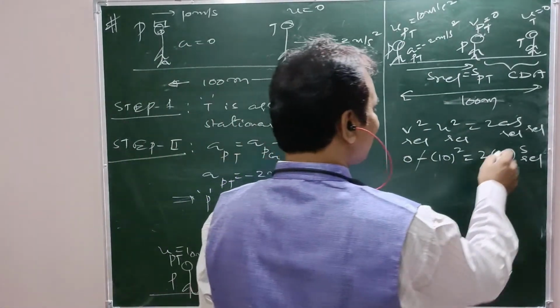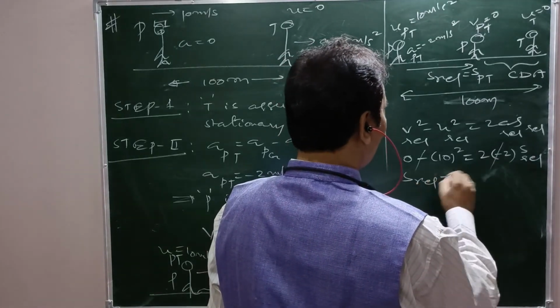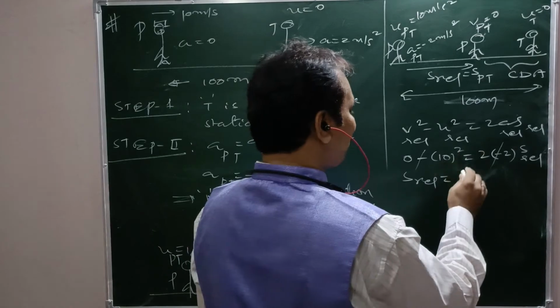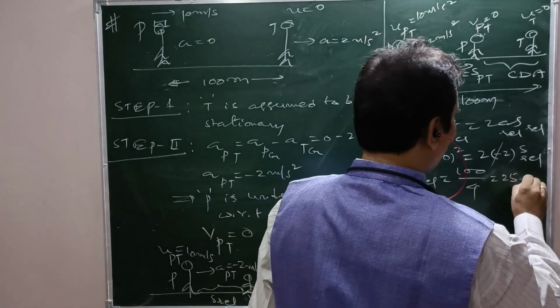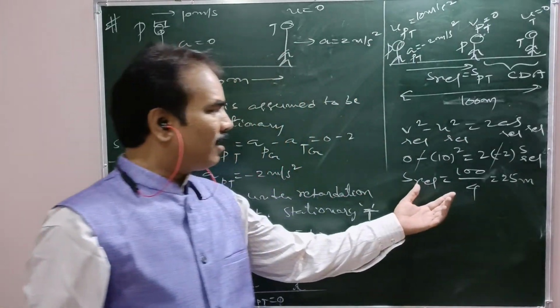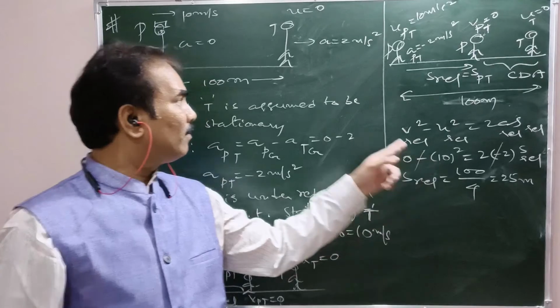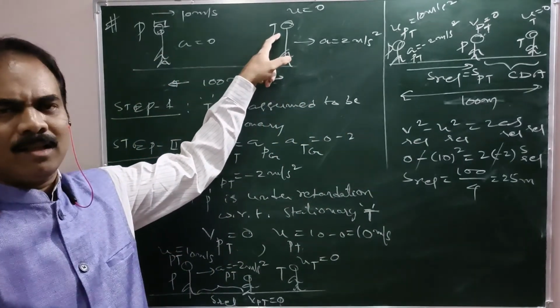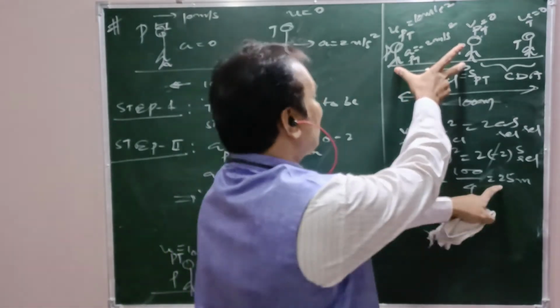So the minus signs cancel here. 2 2 is 4. S relative equals 10 squared, that is 100, by 2 2 is 4. That is 25 meters. So this is the relative distance covered by the policeman with respect to the stationary thief. So this is S relative, that is 25 meters.